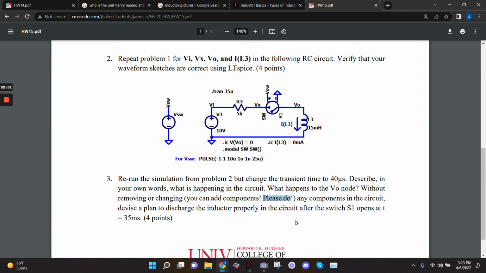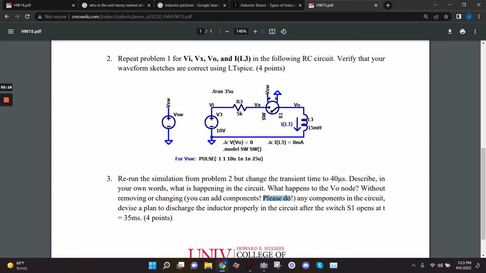Did you want us to run it when we add the components or before? I want you to run this circuit for problem 2 exactly how it is with this transient. And then for problem 3, I want you to run this exact same circuit with 40 microseconds. Note what happens, make some changes, and try to fix it, and then run it again once you've tried to fix it. Okay?